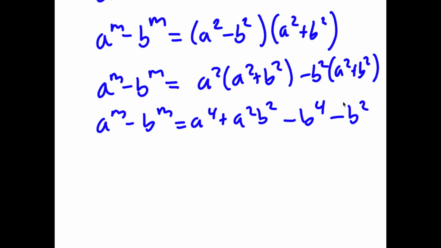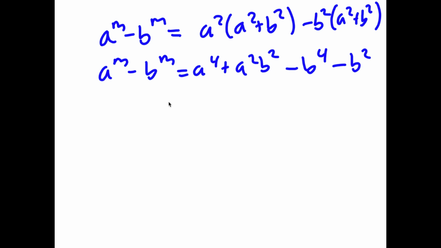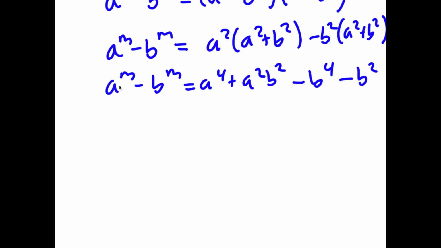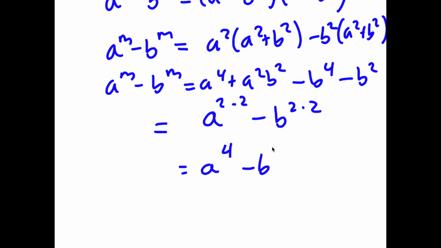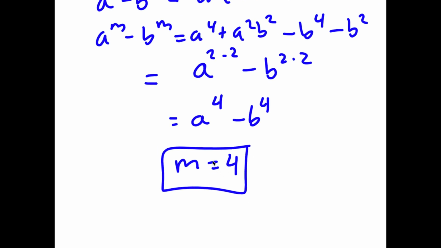So now, before I replace a and b back in, this is going to be the same thing as a to the power of 2 times 2 minus b to the power of 2 times 2, which is equal to a to the power of 4 minus b to the power of 4, meaning m is equal to 4. So this is my solution.